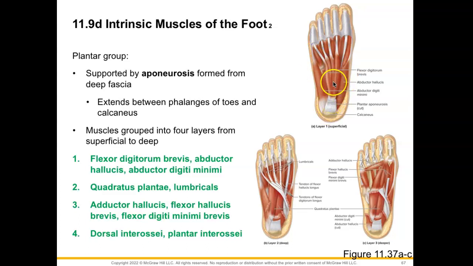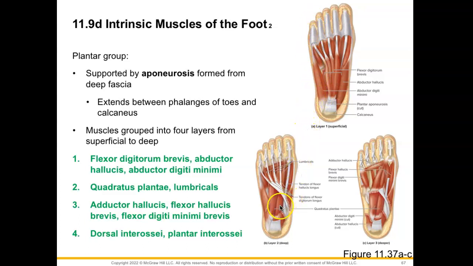The muscles in this plantar group are divided into 4 layers from superficial to deep. I am not going to hold you responsible for knowing these muscles and which layers they belong to, but they are all here. I will just scan through them really quick. Here's layer 1 where we have our flexor digitorum brevis, and you guys can figure out the actions just by its name. It's going to flex the digits 2 through 5. Then we also have our abductor hallucis muscle, which is going to abduct the big toe. And then we have our abductor digiti minimi, that is going to abduct our 5th toe.